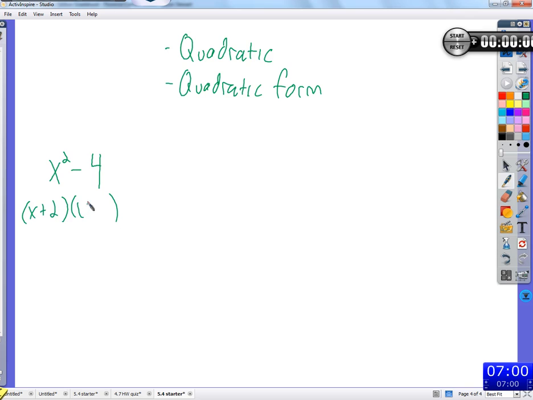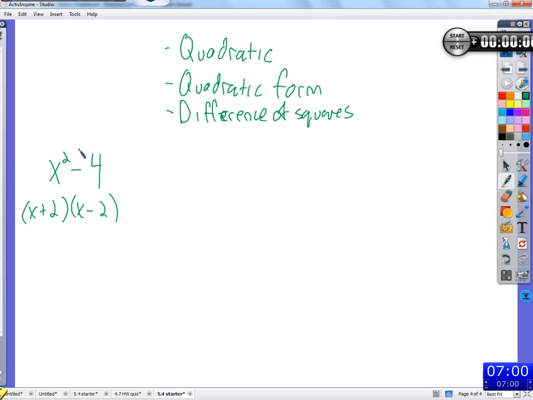X plus 2, x minus 2, yeah. So you remember, there's a difference of two squares. That's not a new one, this is just a reminder. We have already known about a difference of squares. This is a perfect square, this is a perfect square. And that's pretty clear that it needs to be that way, because we need to not have a middle term. We need to not have an x term.